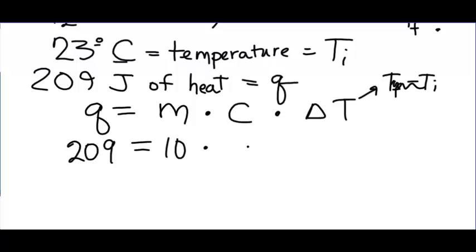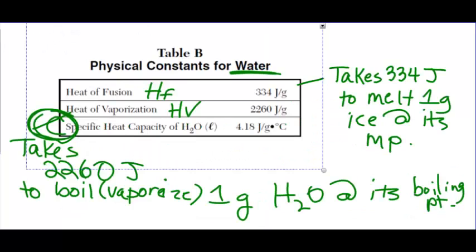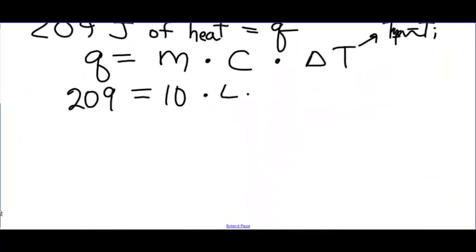What I do know is that you can't have 2 unknowns. And so it was important that I wrote down over here that this was water. Because if it's water, I can get the constant for water that I need, the C, off table B. The C is 4.18. So I'm going to plug that in for my C. Okay, 4.18. And I'm going to solve for my delta T. That's going to be my X.